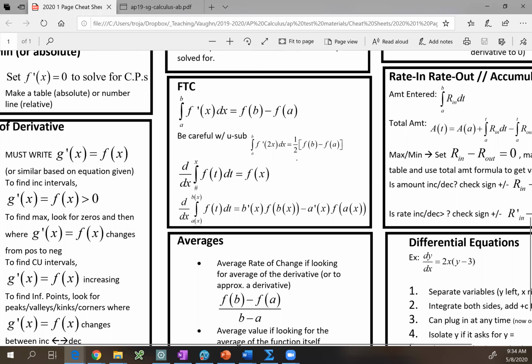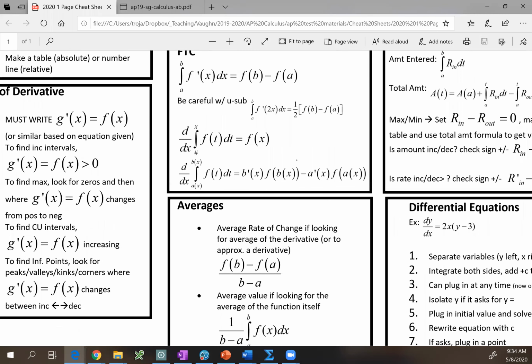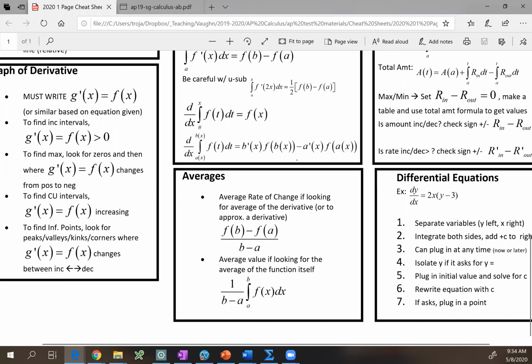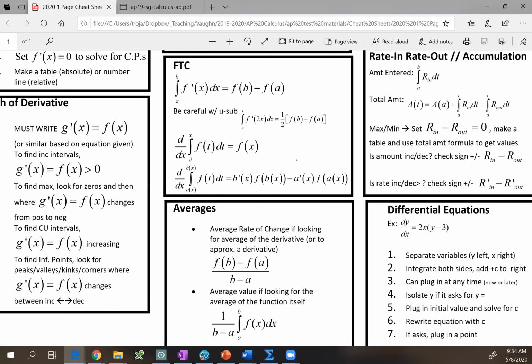Okay, FTC, both types of FTC, right? Be careful with the use of it. Here's an example with f prime of 2x, and then the derivative part of FTC, and then this a of x, b of x thing is just if it's not x, right? And even if you have one in the denominator, so if you have like x squared and 2x, you have to do the chain rule, and it would be the top part minus the bottom part.